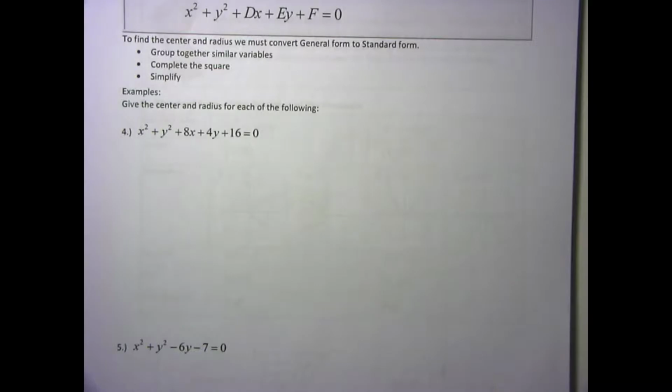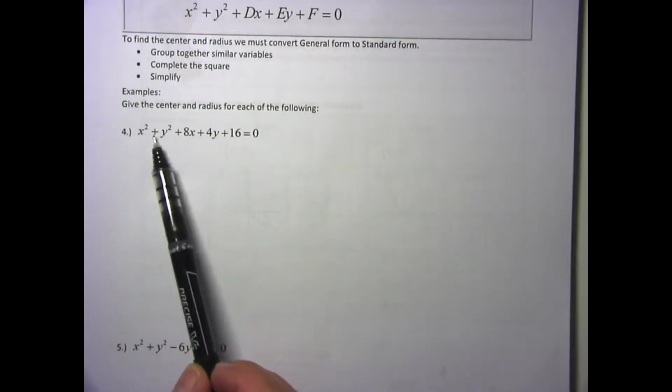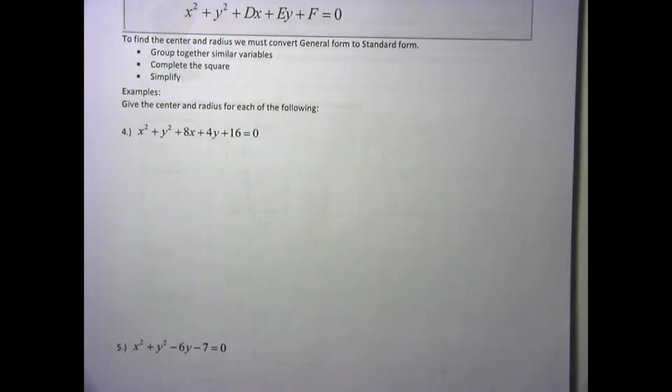All right, here's an example. I have the following circle: x squared plus y squared plus 8x plus 4y plus 16 is equal to 0. So here's what I'm going to do. To start with, I know that this is a circle, because I have x squared plus y squared. What I'm going to do is group like terms together.